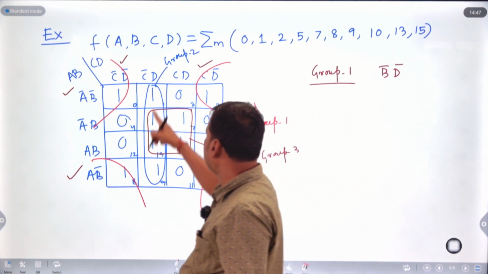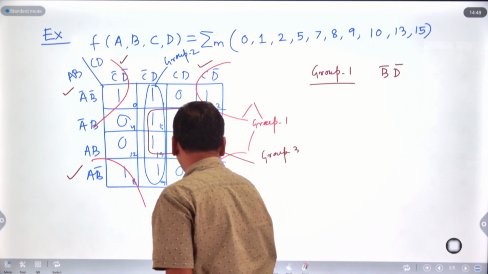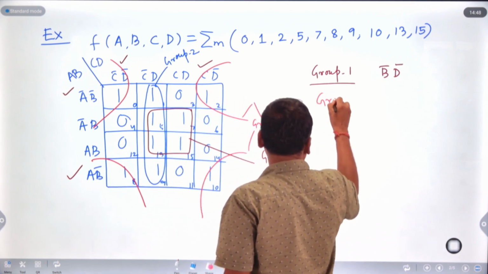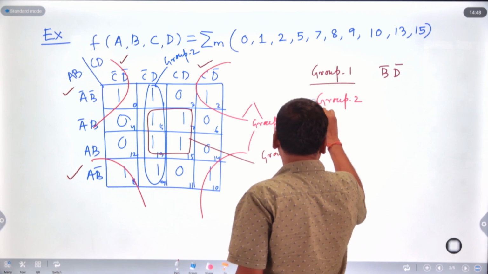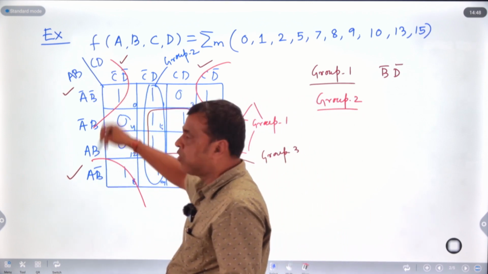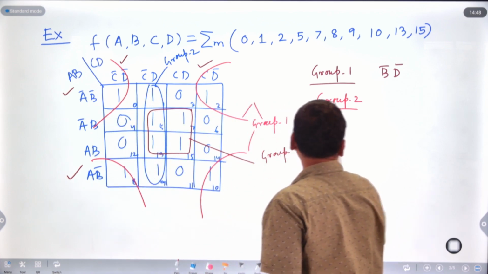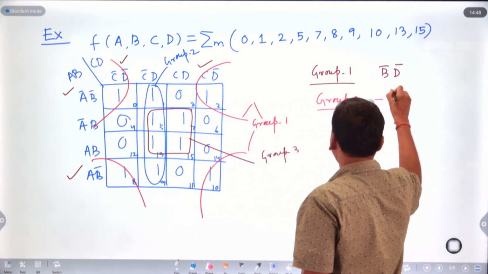Similarly, in group 2, there is a quad also here. There is your C bar D. All are cancelled out, so there is nothing common here. Only C bar D is common. Group 2 gives you C bar D.